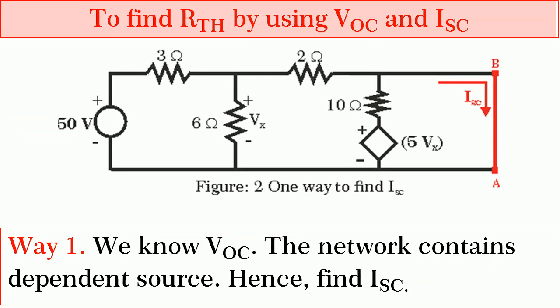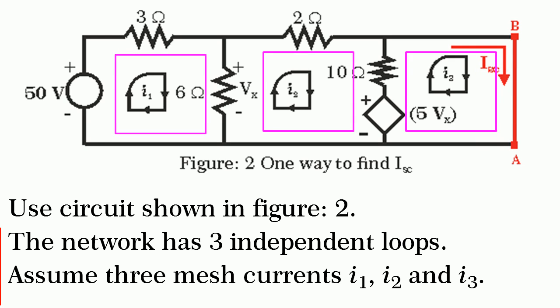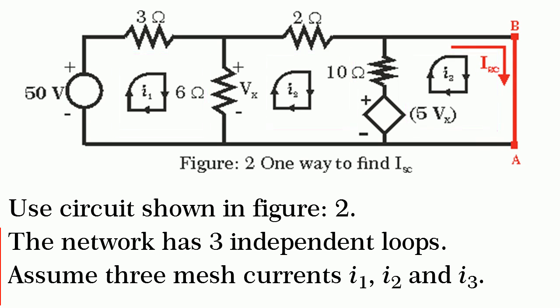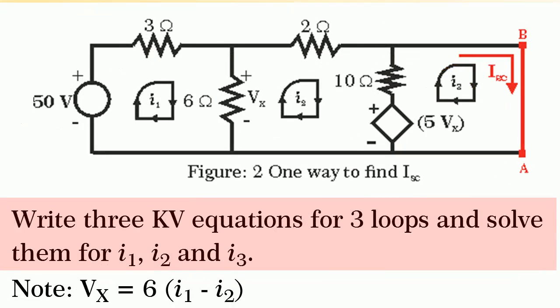Friends, to find ISC, I will tell you how to solve it using mesh current analysis. Short the terminals A and B as shown in figure 2. The network has three independent loops. Assume mesh currents I1, I2 and I3 as independent variables. Write the Kirchhoff's voltage equations for loops 1, 2 and 3.